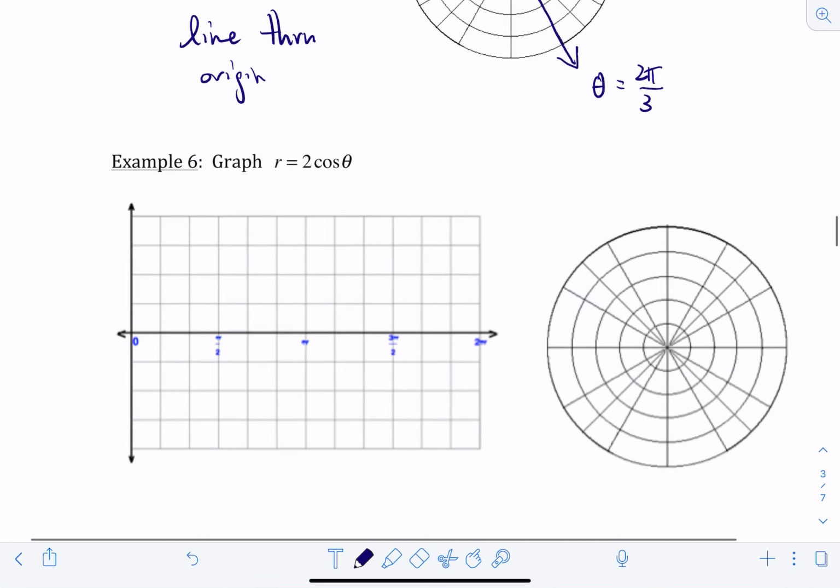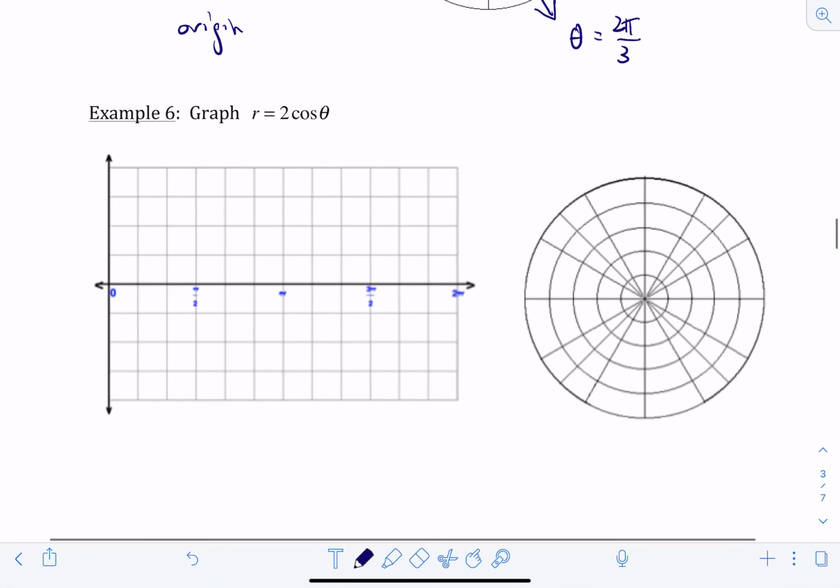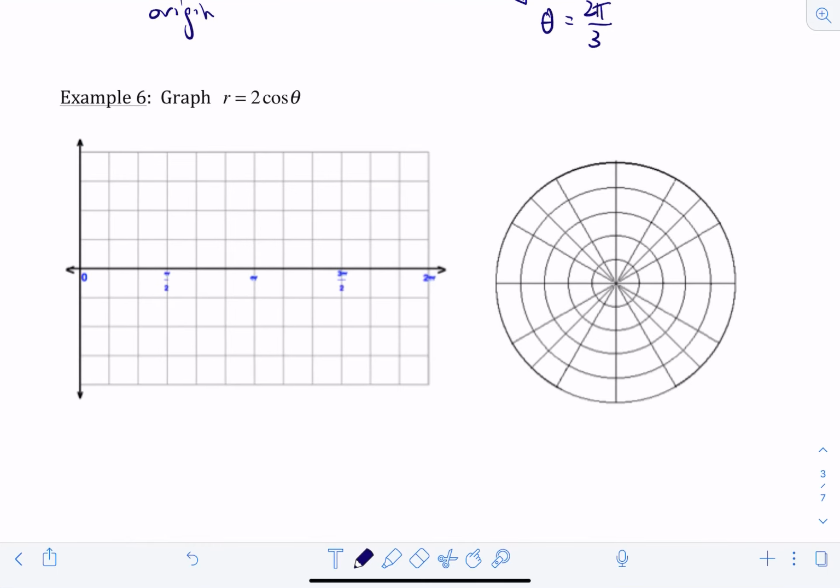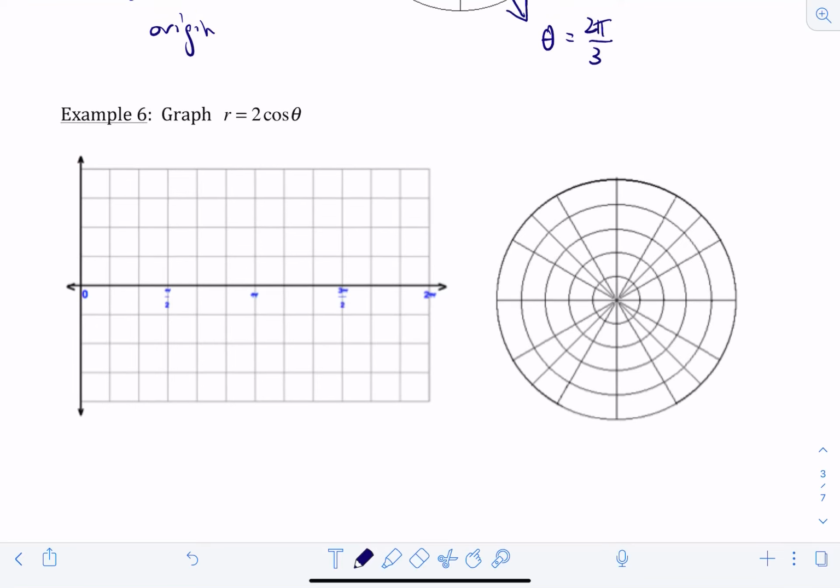Okay. So the next thing we want to graph is r is equal to 2 cosine theta. So what we're going to do first is graph it in Cartesian coordinates. On this side would be Cartesian, and on this side will be polar. Okay. So I want to graph this in Cartesian coordinates. And when you look at this 2 right here, this is a vertical stretch by 2.